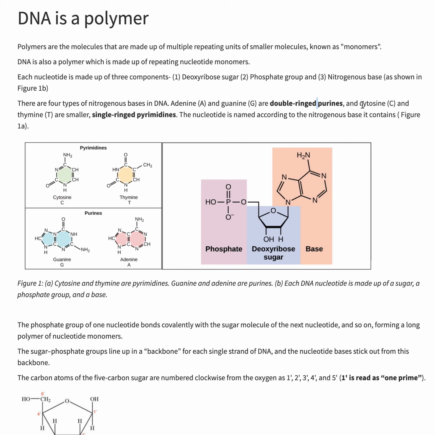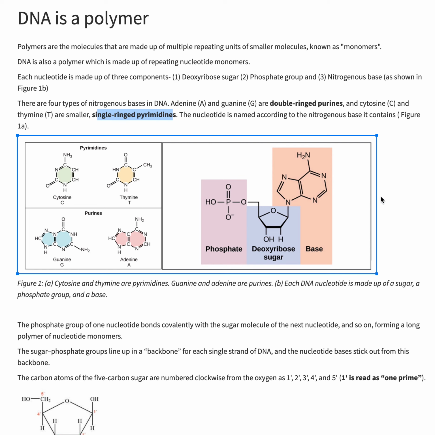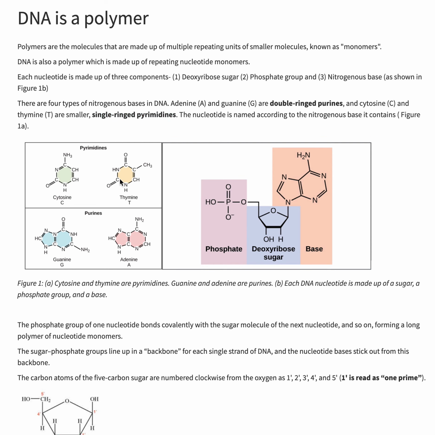The other two, cytosine and thymine, are smaller single-ringed pyrimidines. So if you look at here, cytosine and thymine. These are single-ringed smaller structures. But guanine and adenine are double-ring bigger structures. So the nitrogenous base can be any of these types, which is attached here to the deoxyribose sugar on the first carbon here.